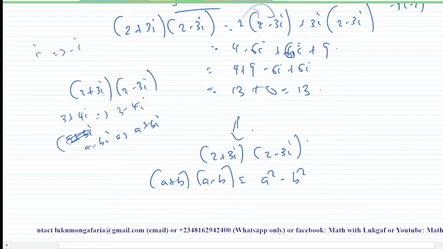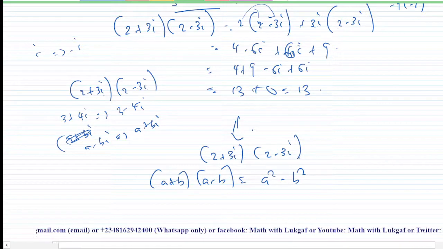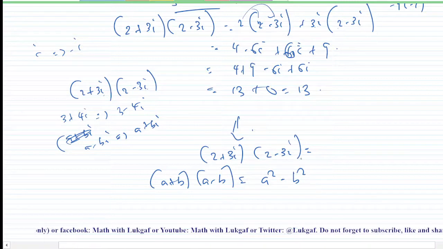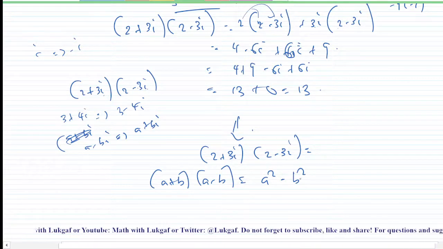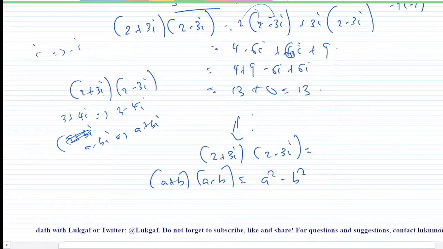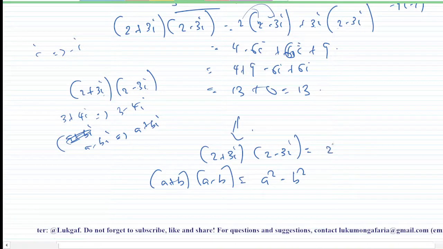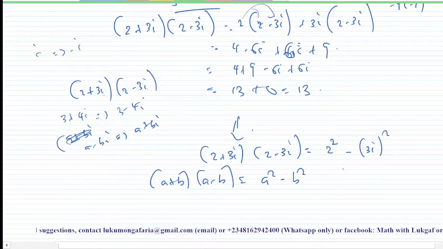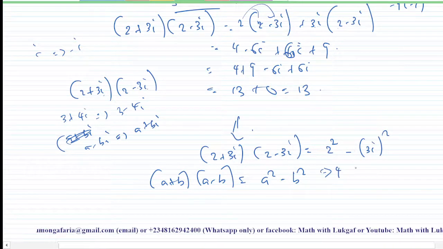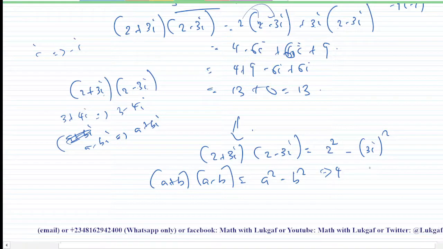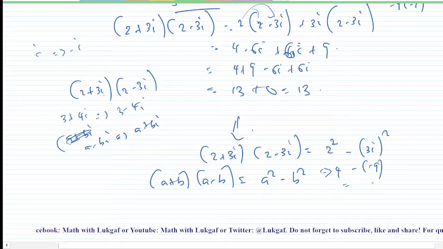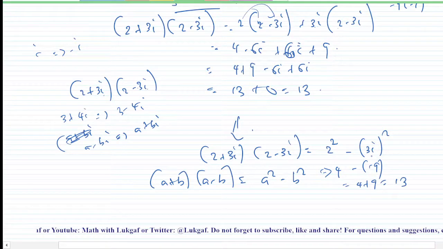So meaning, if you are finding the product of a number and its conjugate, then you don't need to stress yourself again. You can apply your difference of 2 squares directly. So instead of doing like this, just say this is going to give me 2 squared. You understand now? Minus into what? 3i everything squared. Then that's going to give me 4. So then minus, what is 3i squared? That is what? Minus 9, right? Then I'm going to have 4 plus 9, which is equal to 13. You can see it's as simple as that.